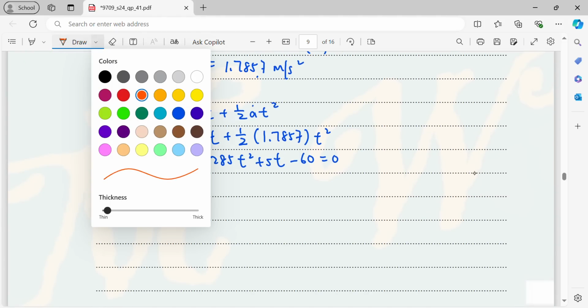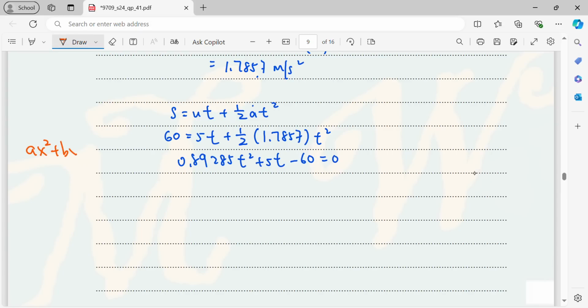So solve the quadratic equation using the quadratic formula. This is the quadratic formula, but now your x becomes t, because you are solving the quadratic equation in terms of t. So now I list down the a first. My a is 0.89285. I give more decimal places for the working. b is 5. c is minus 60.